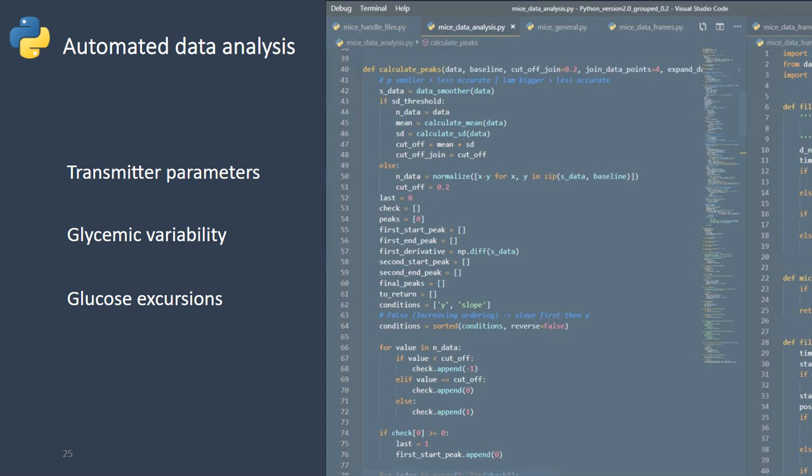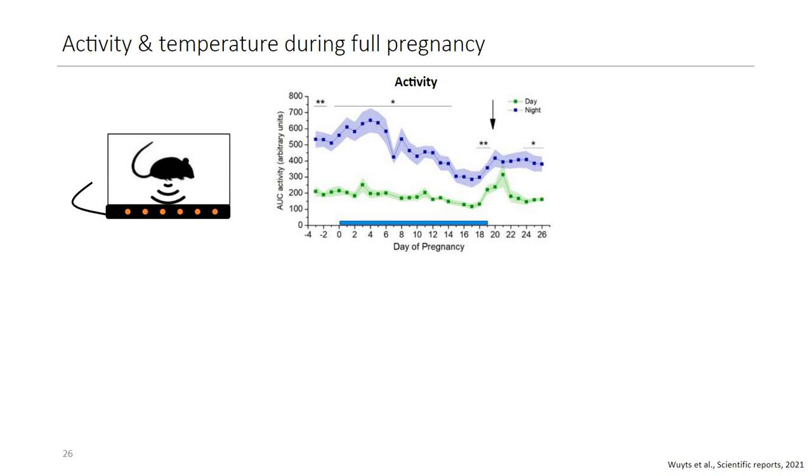So we wrote a Python script to automate the data analysis. And there we looked at 3 different categories. So the first one is parameters that are generally measured using continuous glucose monitoring, or the transmitters that we have available. Besides that, we looked at glycemic variability. And lastly, we looked at the glucose excursions that occur spontaneously. So first, we talk about the general parameters.